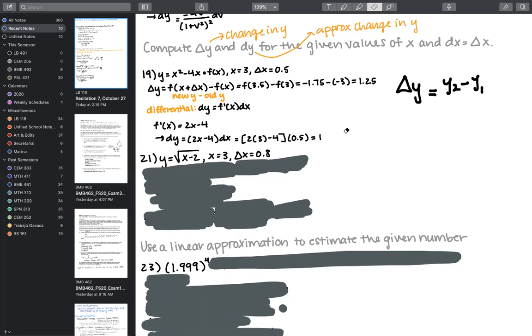Fantastic. All right. So y equals the square root of x minus 2. We're given the same information. Well, we're given x and delta x.